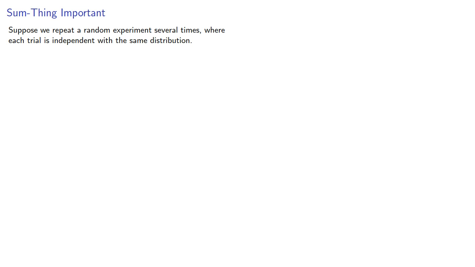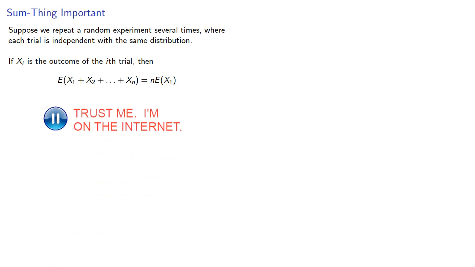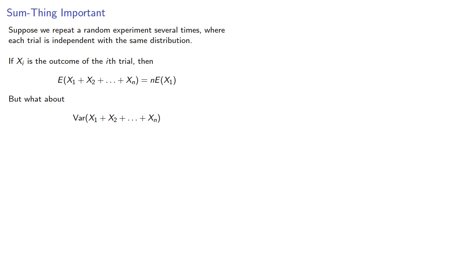Suppose we repeat a random experiment several times, where each trial is independent with the same distribution. If xi is the outcome of the ith trial, then the expected value of the sum is, by the linearity of the expected value, n times the expected value of the first trial. But what about the variance of the sum?